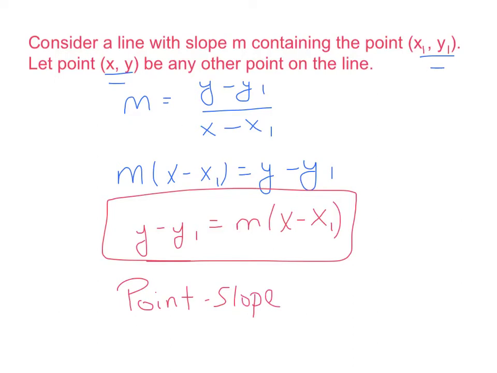And as would be suggested by the name, in order to write this equation, all I need is one point, which is the x1, y1, and the slope of the line. And if I have both of those things, then I can write the equation of the line. I don't necessarily need 2 points. I need the slope and 1 point on the line, and I can write the equation of the line.